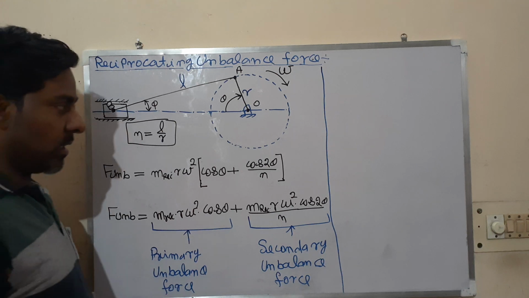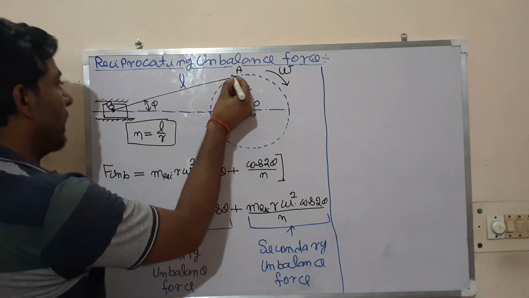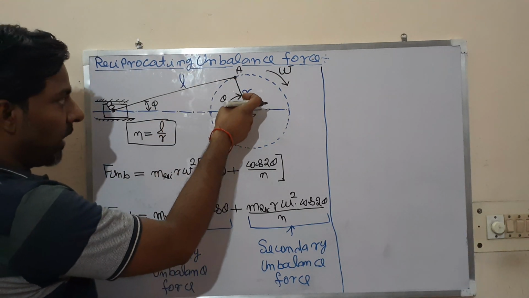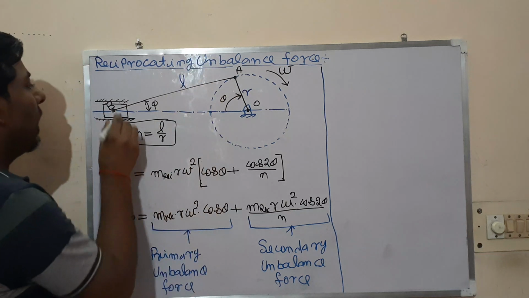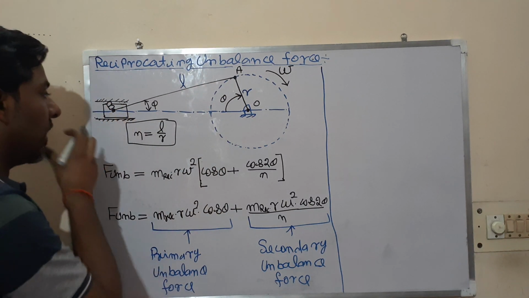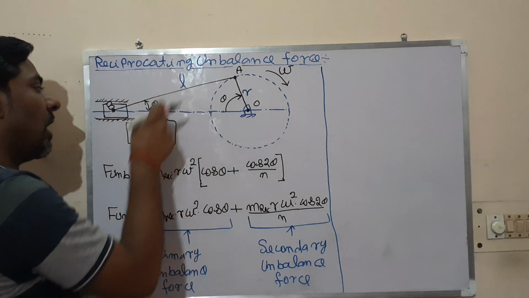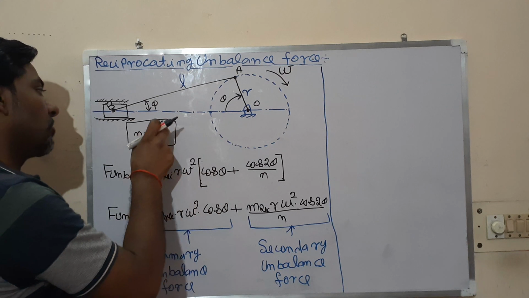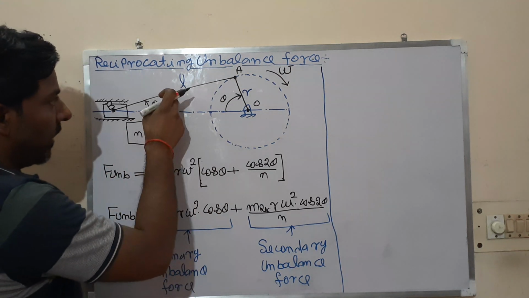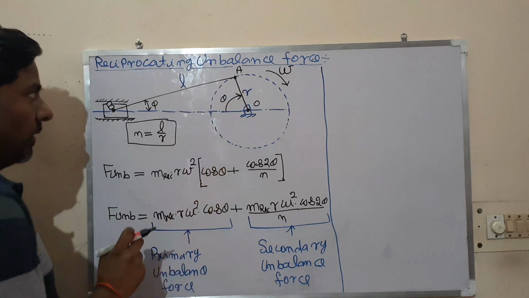Okay, first let us understand. This is the crank OA and this AB is the connecting rod. Its length is L. The length of the crank is a small r. And this is the piston or slider. And this is n. n is equal to the length of the connecting rod upon the length of the crank. So L divided by r is n.